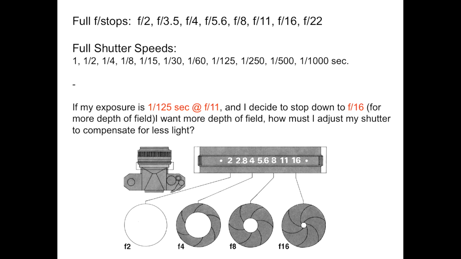Well, here's a little quiz for you. If my light meter indicates to me in the scene I'm photographing that with the ISO that I have set, my exposure should be 1/125th of a second at f11, and I decide I want more depth of field, and I decide I want to stop down to f16, go from f11 to f16, and you can see those up here. So if I go from f11 and stop down to f16, what do I need to do to adjust my shutter for the same amount of light to strike my sensor?